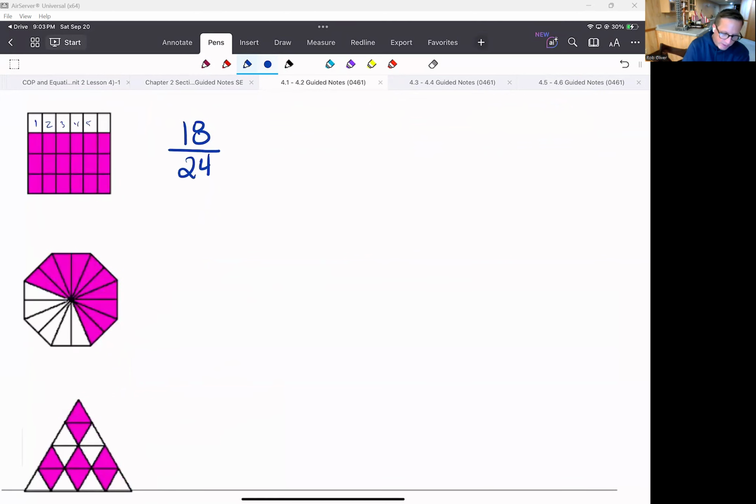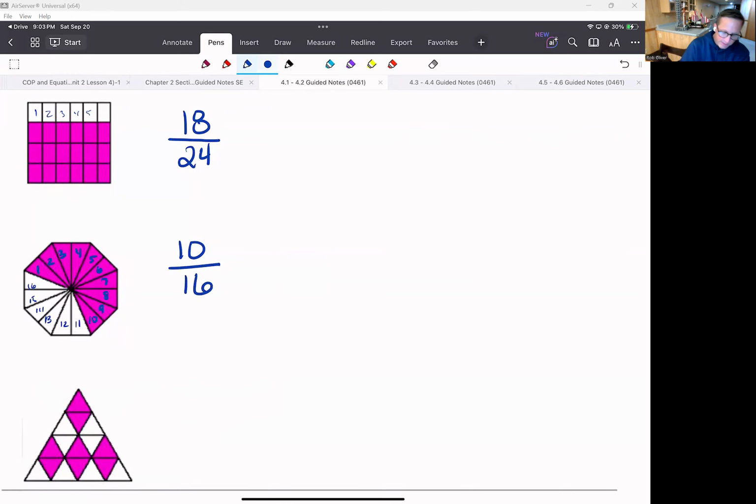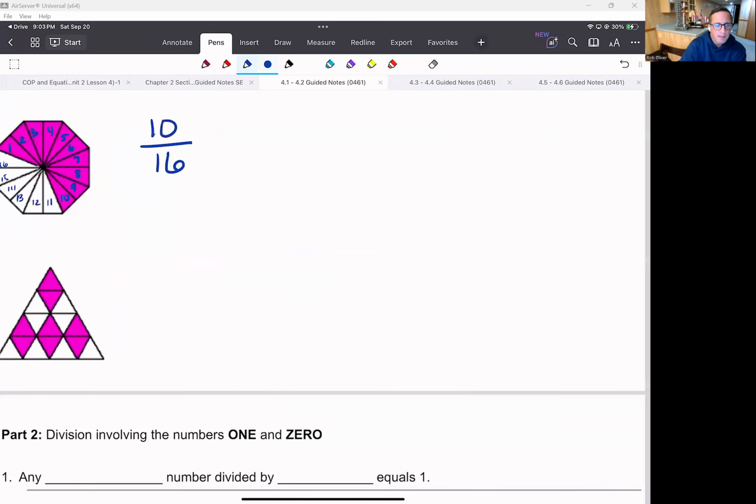Okay, in this one right here, what do we have? We have 1, 2, 3, 4, 5, 6, 7, 8, 9, 10. So you have 10 parts. Okay, how many total holes? I'll just go around. 11, 12, 13, 14, 15, 16. We have 16. So 10/16 is shaded in.